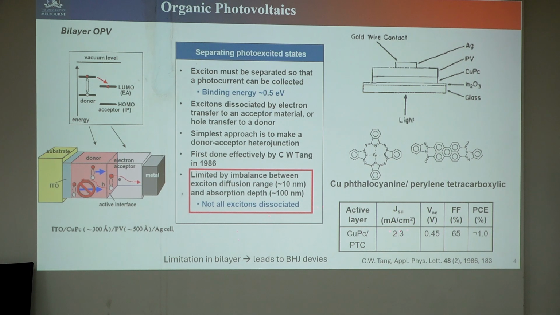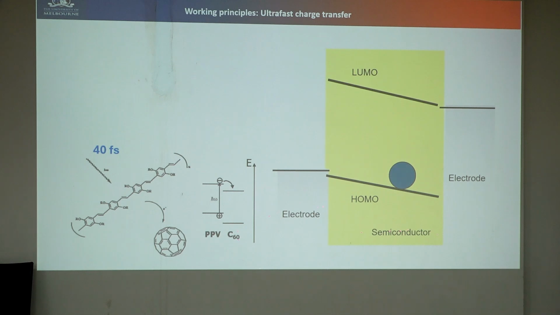The performance is very low. Of course, if you want to improve this performance, we need to have a slightly thicker layer so that we can absorb more photons and generate more charge carriers, and more current. So how to improve that? That's why we have started this other approach, and also they said the charge transfer process is very fast.